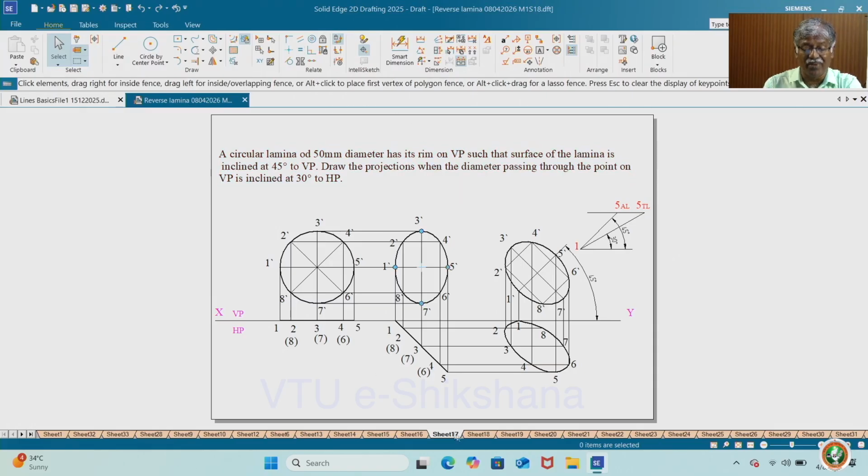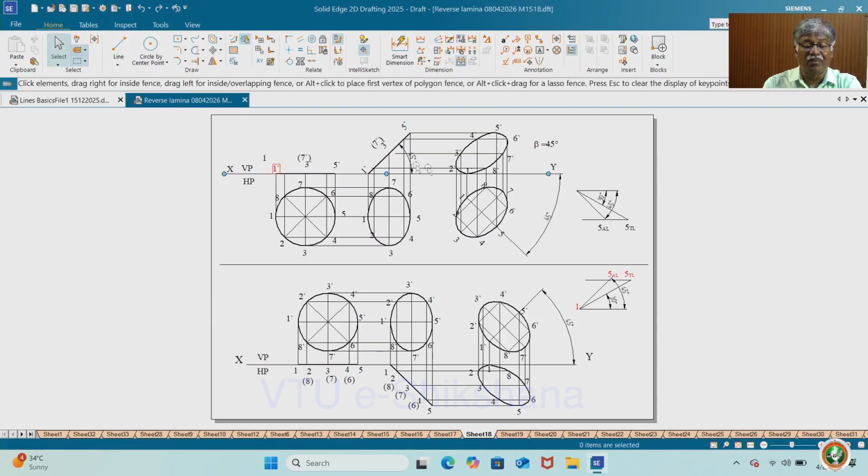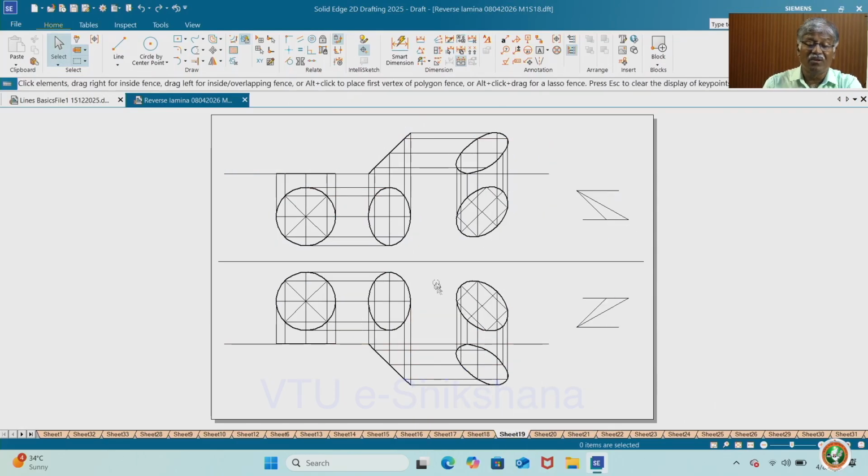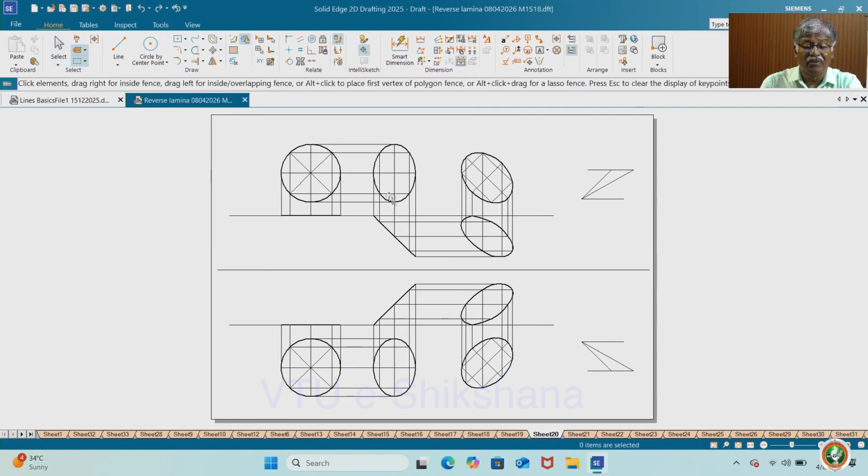Okay, now I will compare. I will keep one below the other. So this is the regular problem and this is the reverse problem. Inclination to HP is the regular problem; inclination to VP will be the reverse problem. Now I will do the opposite: inclination to VP becomes the regular problem and this becomes the reverse problem. So without naming, I am doing it.